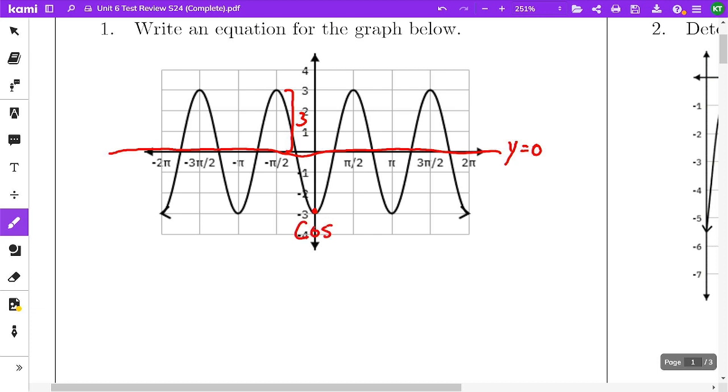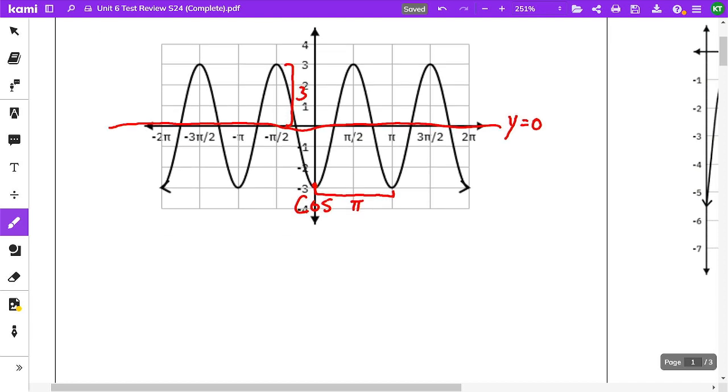And then lastly, we want to figure out what the period is. Our period is going to be from either a high point to a high point or a low point to a low point, or just one full cycle, as that's its actual definition. Here it takes pi to complete one cycle, and we'll come back to that in a second to figure out what our b value is.